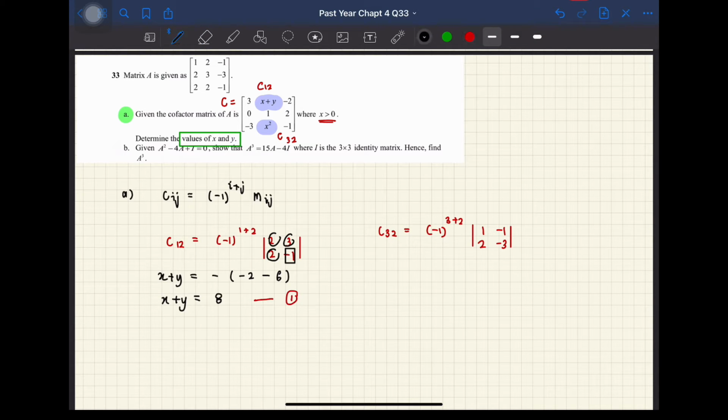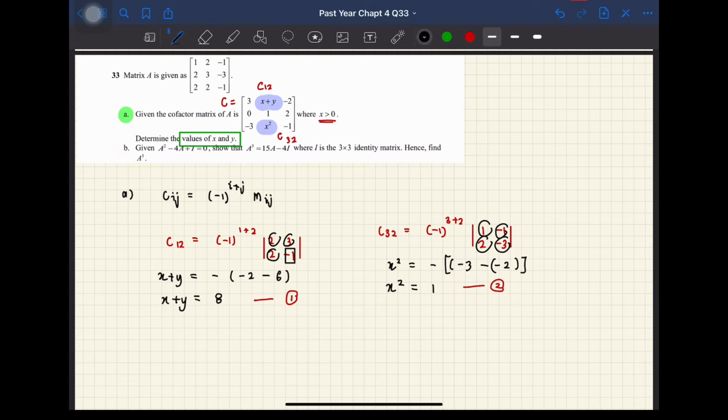Okay, so secondly, kita akan solvekan pula this one. So C3,2 is actually X square. Okay, and then equal to negative 1 power of 3 plus 2. So it's going to be negative 1 power of 5. Okay, so nombor ganjil akan dapat negative 1 juga. Okay, and then the determinant is 1 times negative 3 is negative 3. And then 2 times negative 1 is negative 2. Okay, so proses kat tengah dia adalah tolak. So buat bracket 2 kali. Okay, so let's simplify this one. Dapat X square is equal to negative 3 plus 2 is negative 1. So negative 1, negative is 1. Okay, so this one adalah kita punya second equation.